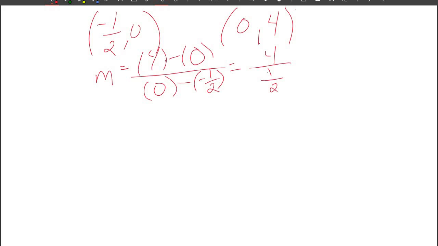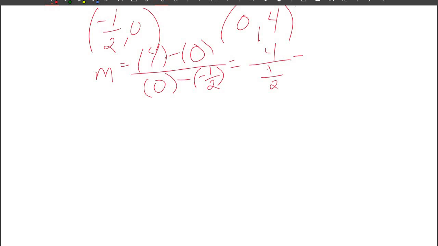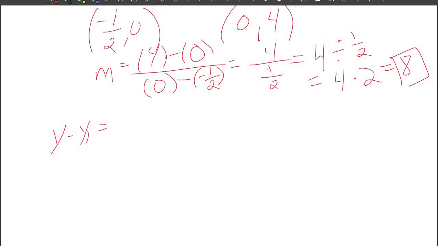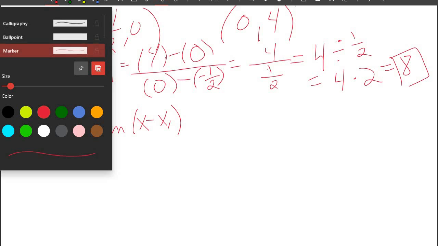Now, since we're dividing a whole number by a fraction, this is what it looks like. We're dividing by 1/2, which really means we multiply by the reciprocal. So we end up with a slope equal to 8. Now, take the formula and choose one of those points. I think I would choose the point with y equals 0. So I think I would use that first point.